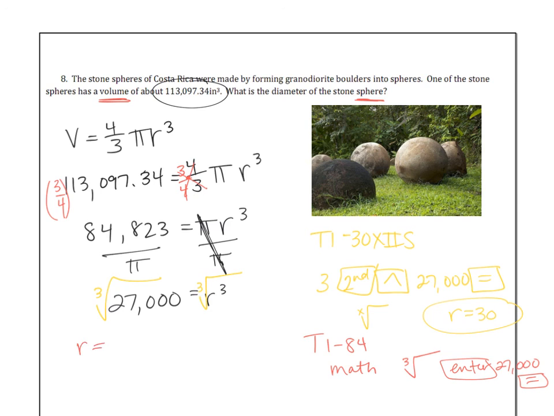So if the radius is 30, the diameter is 60. And then don't forget your label. It was inches cubed, so we're going to have inches. So the diameter would be 60 inches.